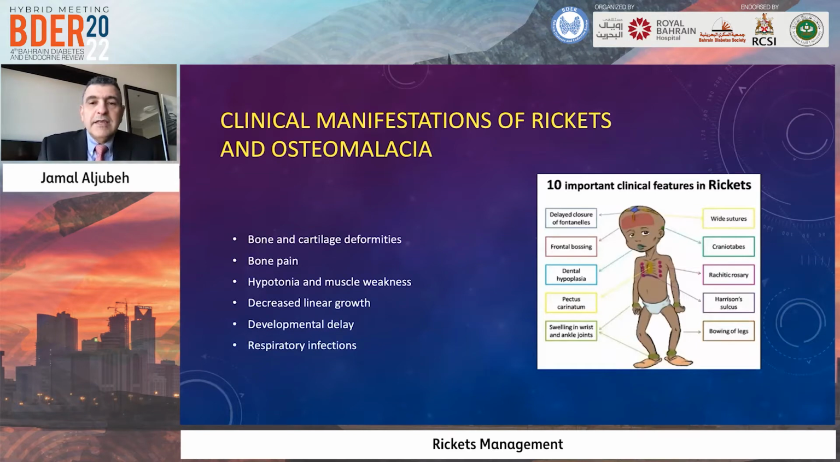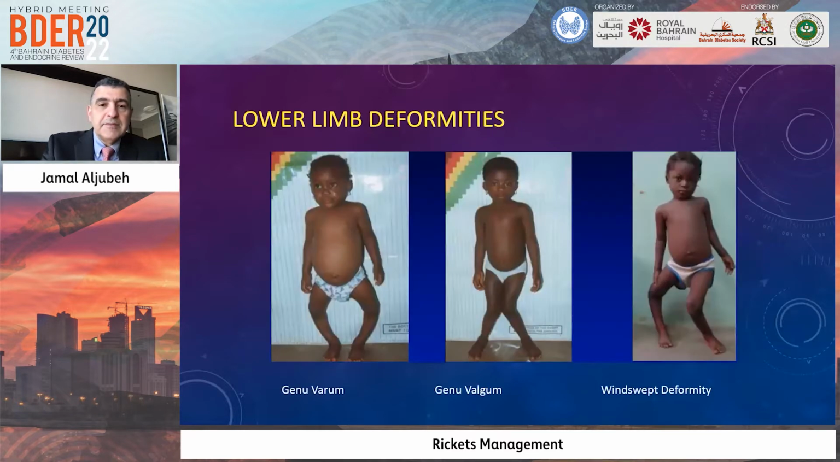So the main manifestation of rickets is skeletal in the form of deformities in the bone and abnormalities in the bone, in addition to bone pain. However, in addition to that, there is also hypotonia and muscle weakness in most patients. There is a decrease in linear growth. There is developmental delay, respiratory infection due to restriction of the lungs, as well as other manifestations.